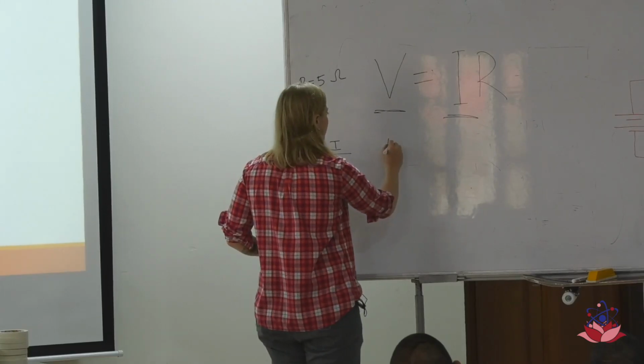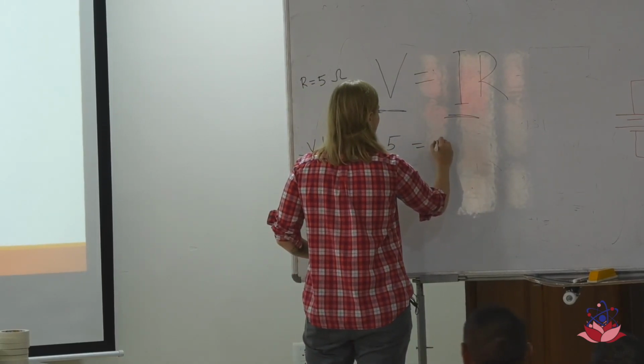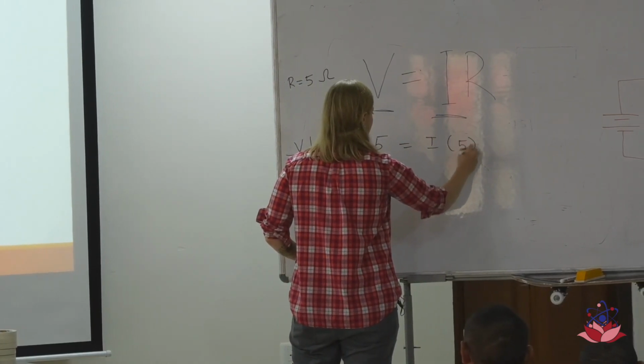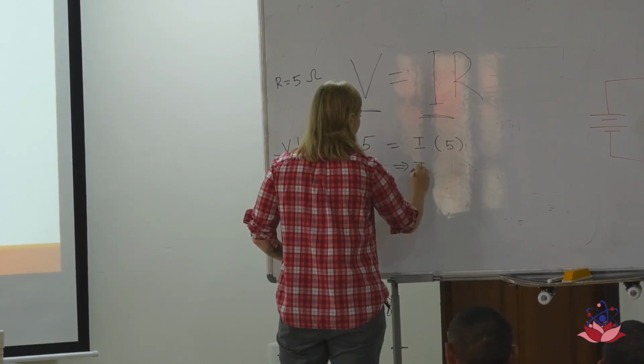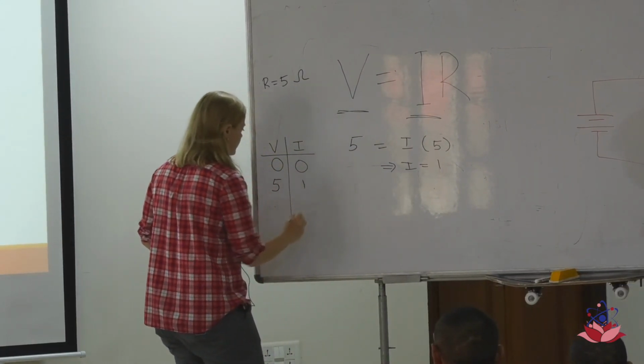So I can do 5 equals I times 5, and so I end up saying that I equals 1. Okay, so this is current of 1.